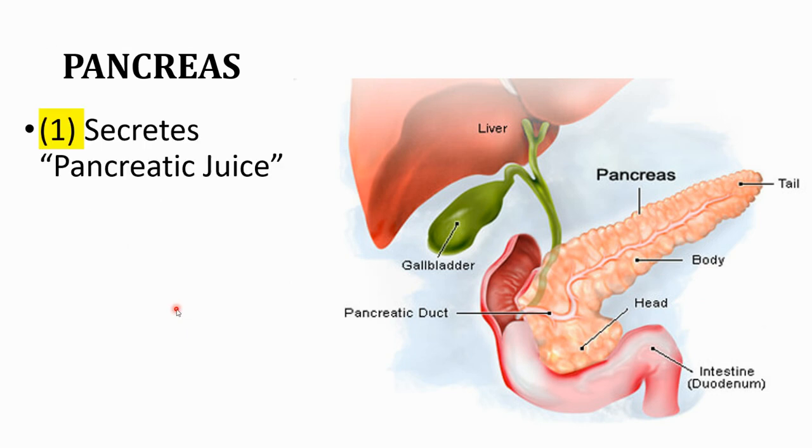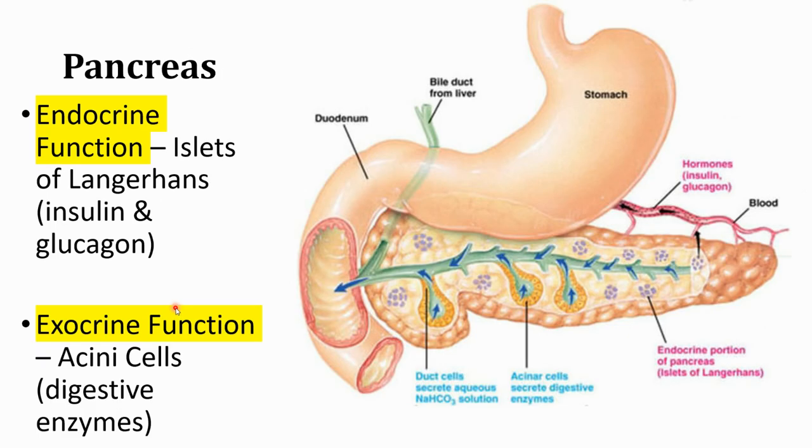The pancreas secretes pancreatic juice, and if you remember, the pancreas is not only an endocrine gland, it's also an exocrine gland. So the endocrine part is going to be those islets of Langerhans, these little purple flowers right here, if you want to think about it that way. They are producing insulin and glucagon. They've got those alpha cells and beta cells and delta cells in there.